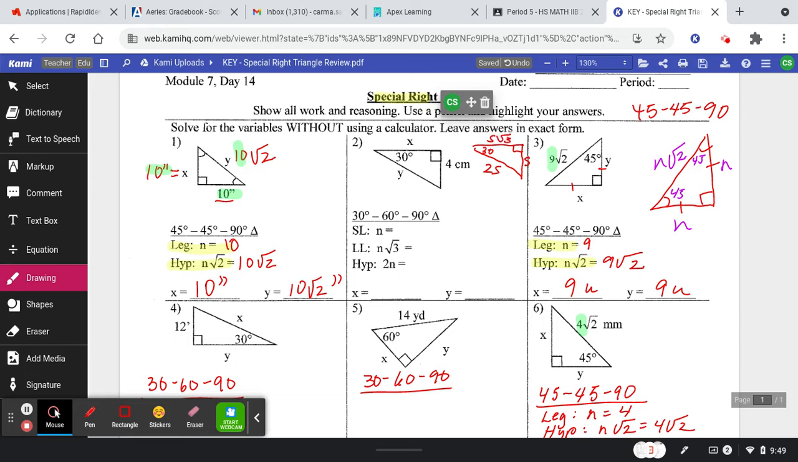side length root 3. It's a root 2 in the two same sides, 45, 45, 90. It's a root 3 in the 30, 60, 90. 30, 60, 90 has a 3 in it. It has the root 3.